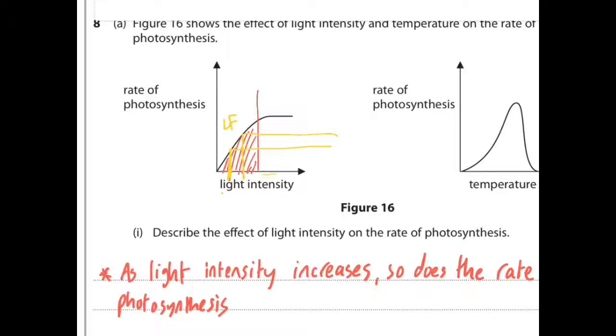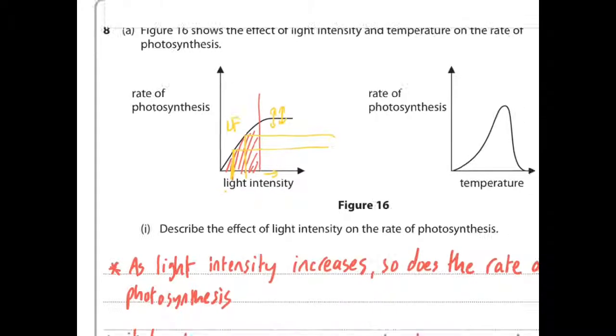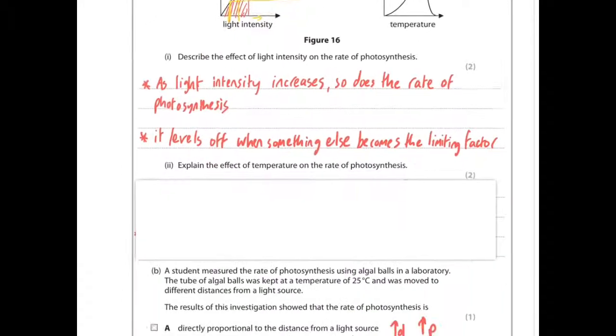But after a while, increasing light intensity doesn't bring about any change to the rate of photosynthesis. So we can assume that something else is now limiting growth. That could be maybe temperature, or the amount of water, or the amount of carbon dioxide, but something else. So that's what we've got there.